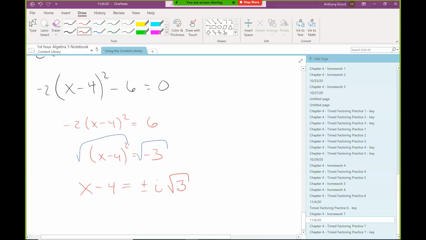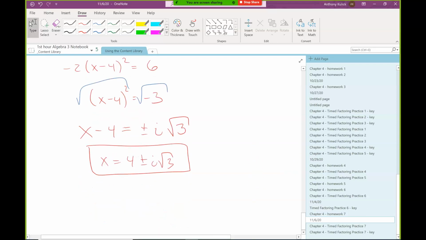Everybody's okay with that? So a negative underneath the square root, you can just replace the negative with an i in front of the square root. And then the last step would be just to add the 4 over. And that's our final answer. Cool. Not much of a difference, right? Went through all that work to just put some i's in our answers. All right, well, that's kind of disappointing, Mr. Kulik, but that's what you get.